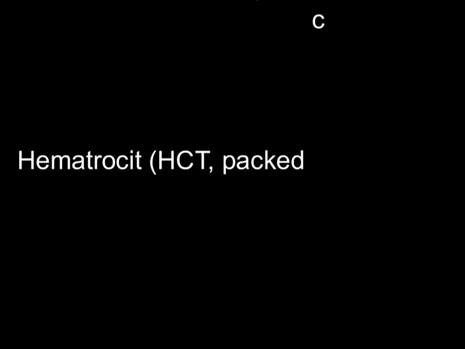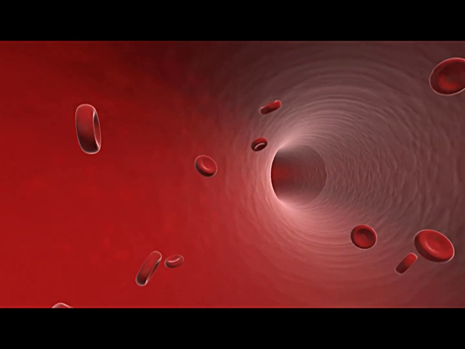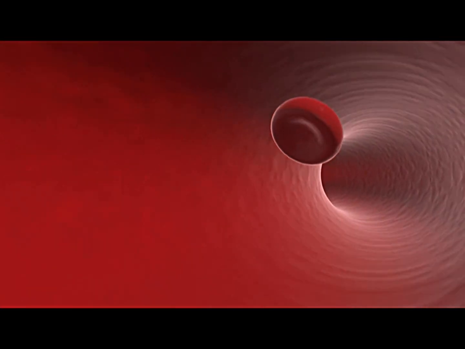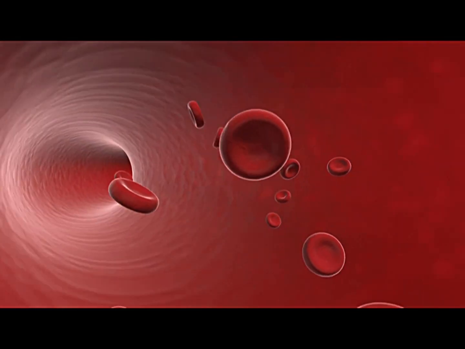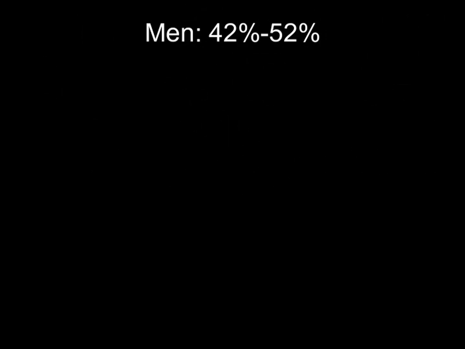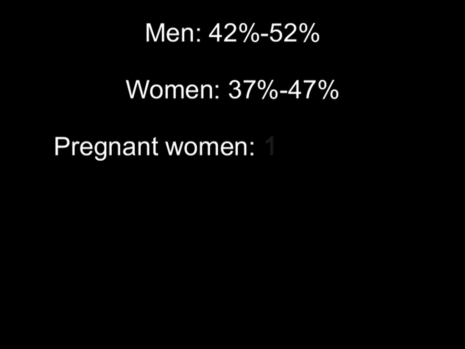Hematocrit, HCT, packed cell volume, PCV. This refers to the volume of RBC with respect to the volume of the whole blood. Together with hemoglobin values, hematocrit values could show the presence of anemia and polycythemia. Here is the normal range in terms of percentages. Men, 42% to 52%. Women, 37% to 47%.